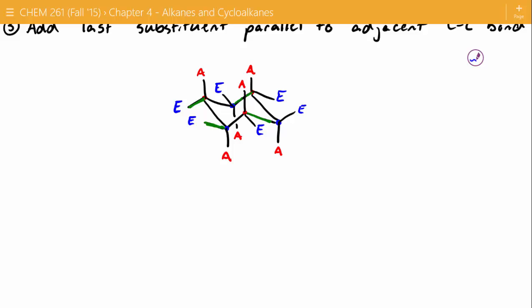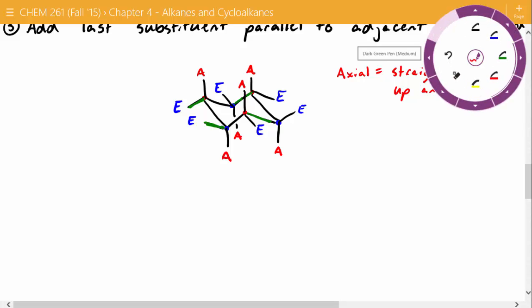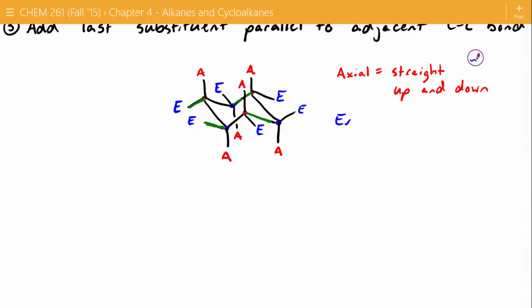And here we go. So on my model that I'm showing you guys, the green ones are sticking straight up and down, and can you see how the yellow ones are kind of sticking out and away? So we've got different types of protons on our cyclohexane. The ones that are sticking straight up and down are referred to as axial. And then the ones pointed away are called equatorial.